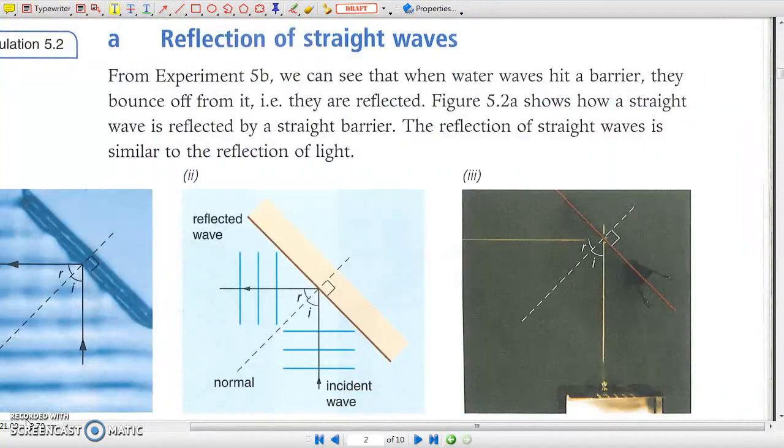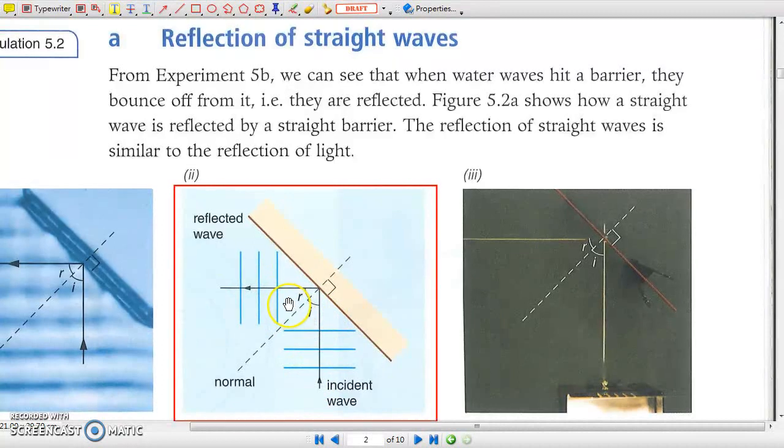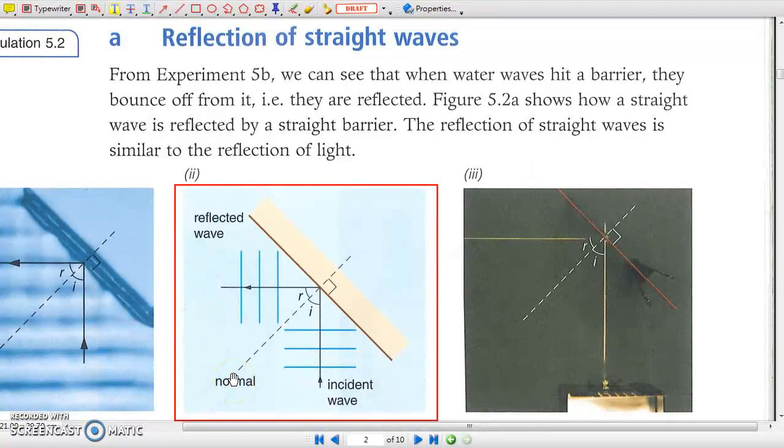There are two different ways to mark the angles of incidence and reflection, both equally important. One is to mark the incident ray and reflected ray first, then mark the incident angle and reflected angle with the normal. The other is to mark the incident angle and reflected angle this way, between the wavefronts and the reflector.